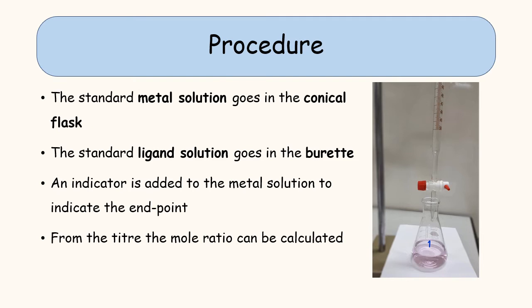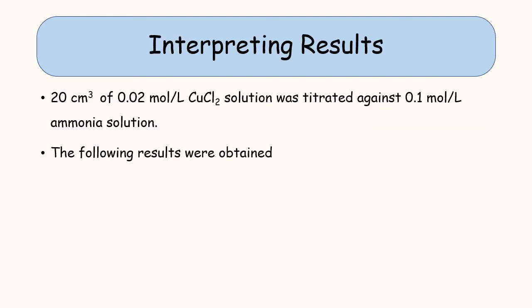Now from the titre of how much ligand solution you needed to use, you can work out the mole ratio of ligand to metal within a complex. So here's how we could interpret some results. We were told we've used 20 cm³ of 0.02 mol/L copper chloride solution, and it was titrated against a 0.1 mol/L ammonia solution. So we have two concentrations that are standard. We obtain the following results.